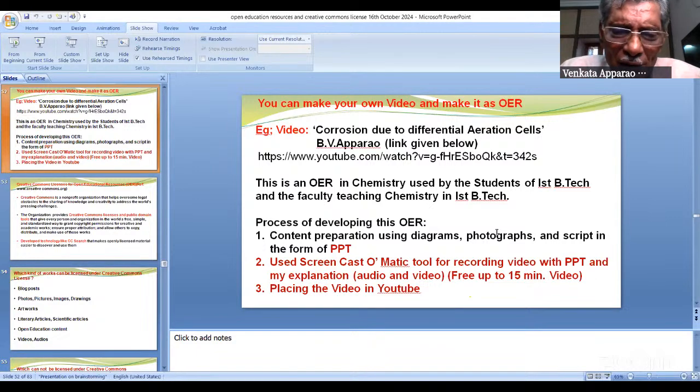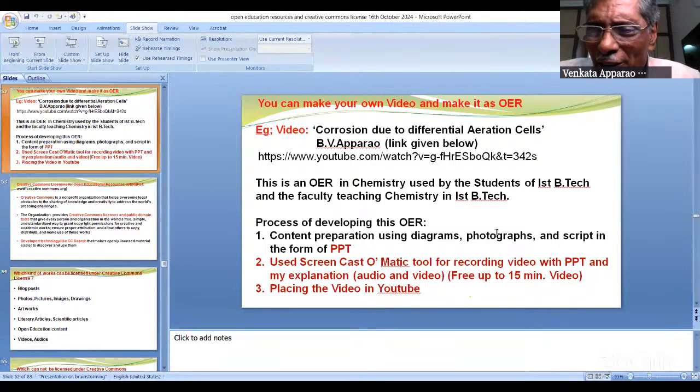What is the process of developing this OER? The first step is content preparation. Content preparation is the first step, using diagrams, photographs, and the script in the form of a PPT. You can also make an animated PPT. You can make PPT without animation or with animation. It is up to you.